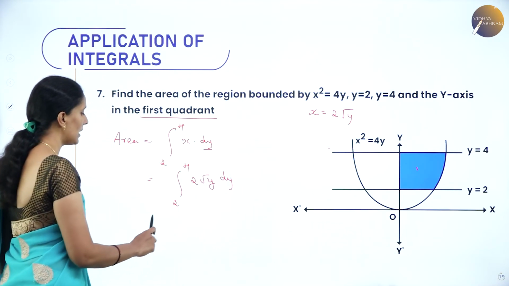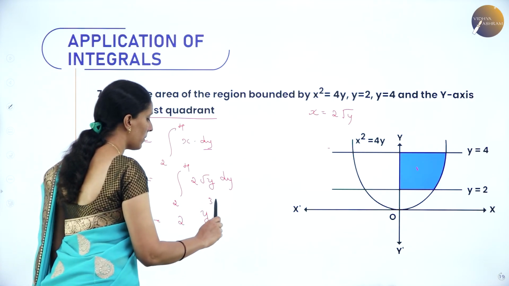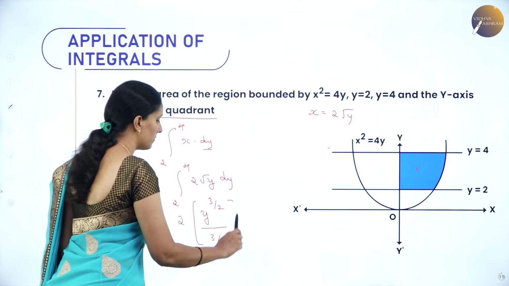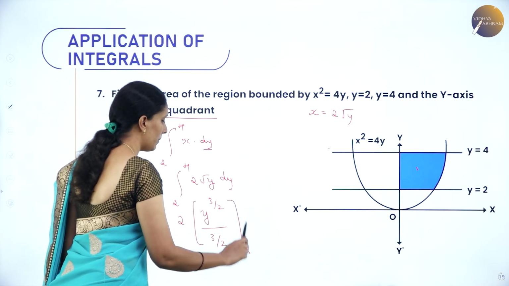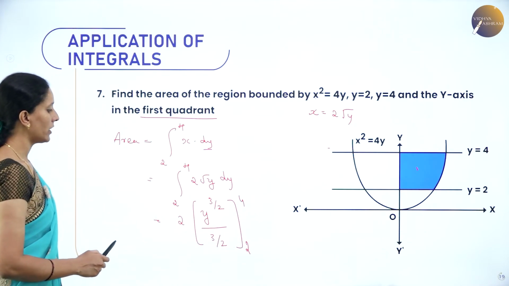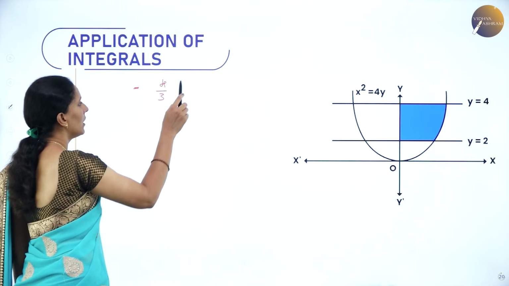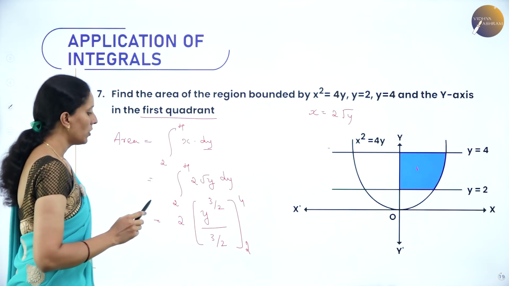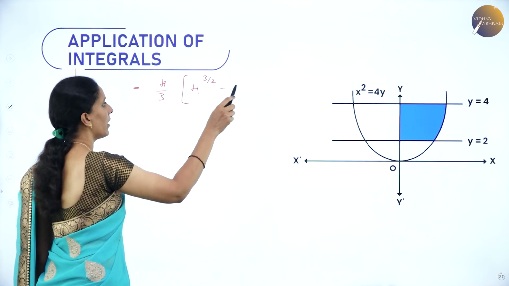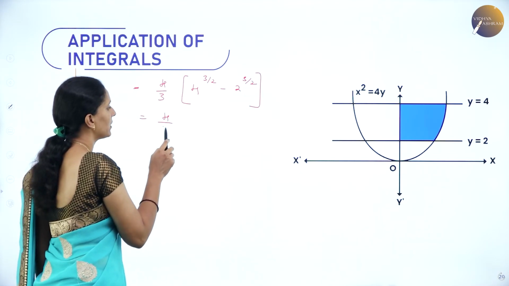So now let's take 2 outside the function. Root y becomes y to the power 3 by 2 divided by 3 by 2, and apply the limits from 2 to 4. We can also take 3 by 2 outside the function. Then it becomes 4 by 3. Let us apply the limit now. So y to the power 3 by 2 is 4 to the power 3 by 2 minus 2 to the power 3 by 2. So we have 4 by 3.